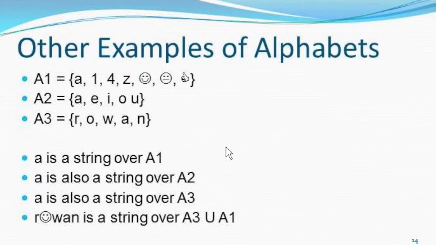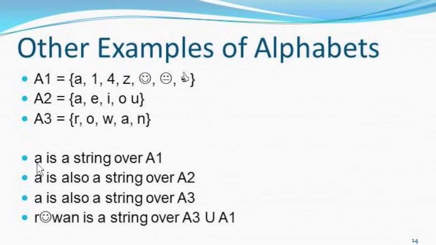Here's some more examples of alphabets and some strings that you can get out of them. Alphabet A1 is this weird thing, A2 is this, A3 is this. So these are all alphabets. How do I know they're alphabets? Because an alphabet is a finite set of symbols. These are all finite sets of symbols. Now, there may be an infinite number of strings that you can come up with over an alphabet, but each individual string is just a finite sequence of symbols.